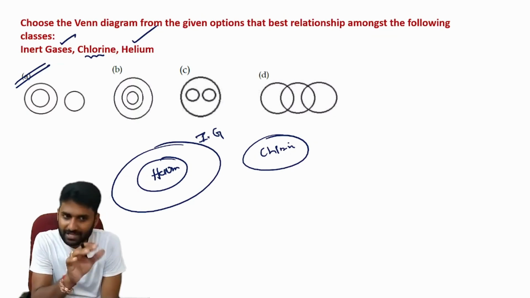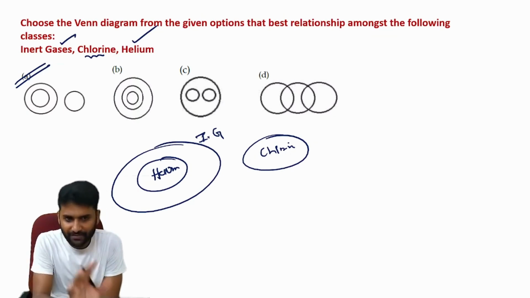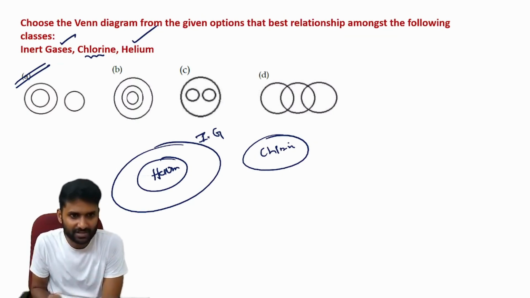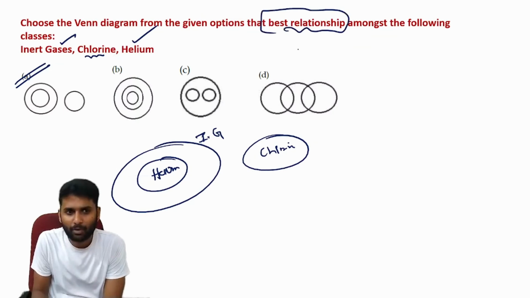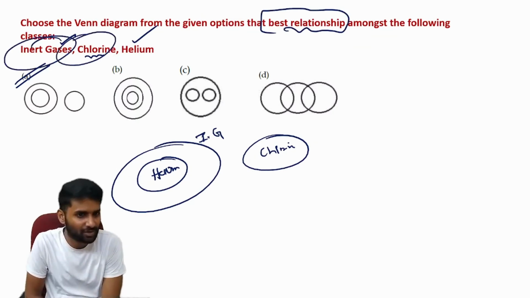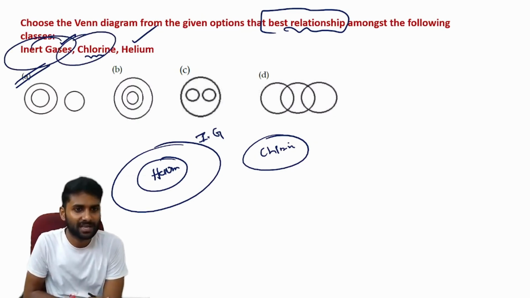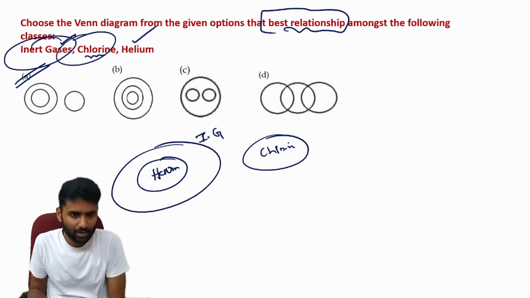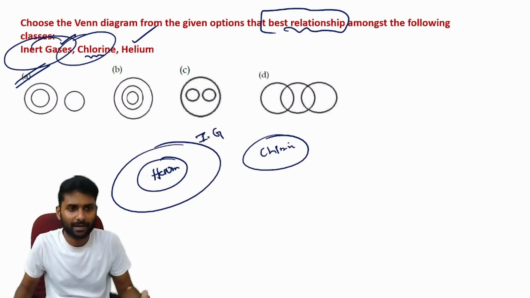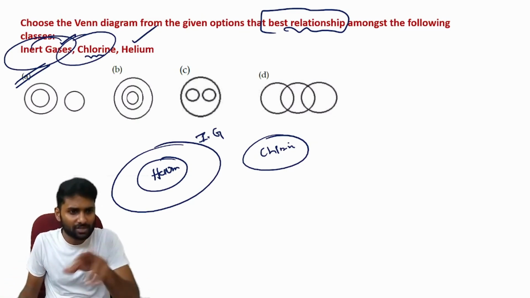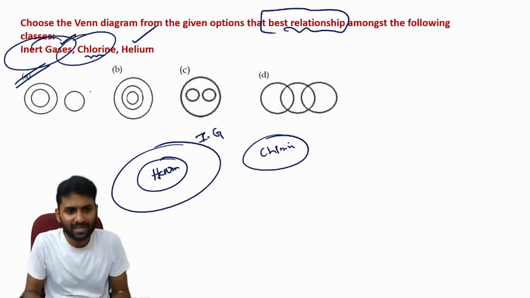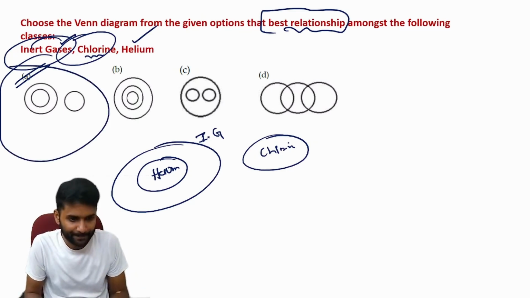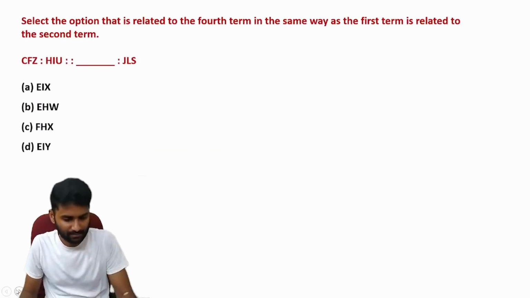Just look into that information once again. There is a relation between those three elements. You have to identify from the pictures. Statements are not given. See, choose the Venn diagram in the given option, the best relationship among the following classes. So identify the relations. There is no relation between inert gases and chlorine, and there is a relation between inert gases and helium. So how can you conclude that? Entire helium is a part of inert gases, and chlorine has no relation with inert gases and helium. That's why we can conclude picture A. On to the next one.